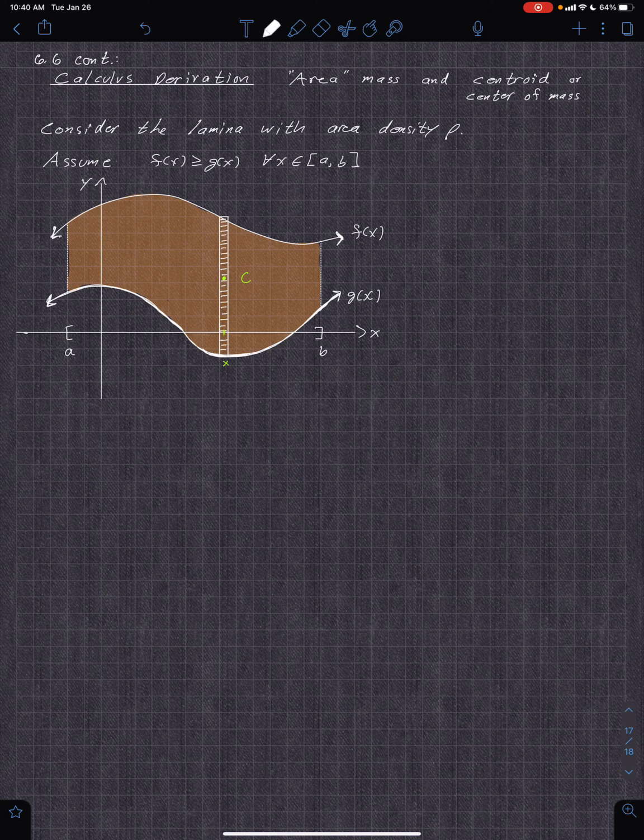Let's continue in 6.6 and go through the calculus derivation of area mass density and center of mass of a lamina. So we have to picture this type of area here in orange as having thickness, obviously, to have mass, but it's constant and the same, so it doesn't change anything. It's like 1 or something. Think of it as a metal plate that's cut, and you want to find the center of mass of that. So this is the derivation for that.